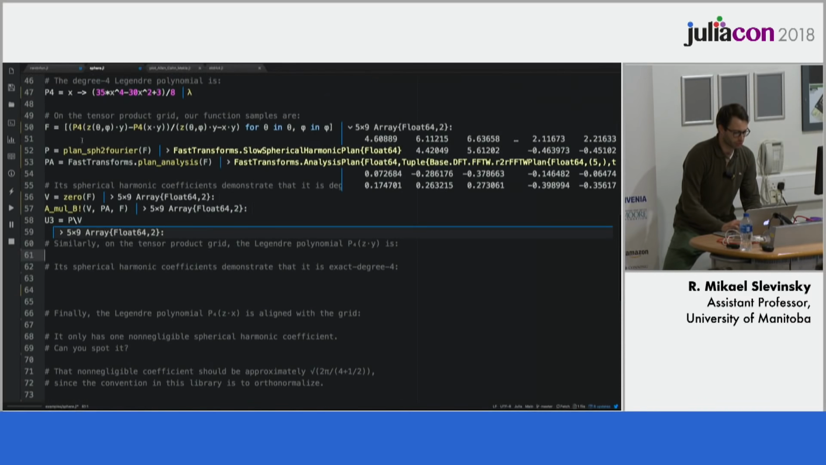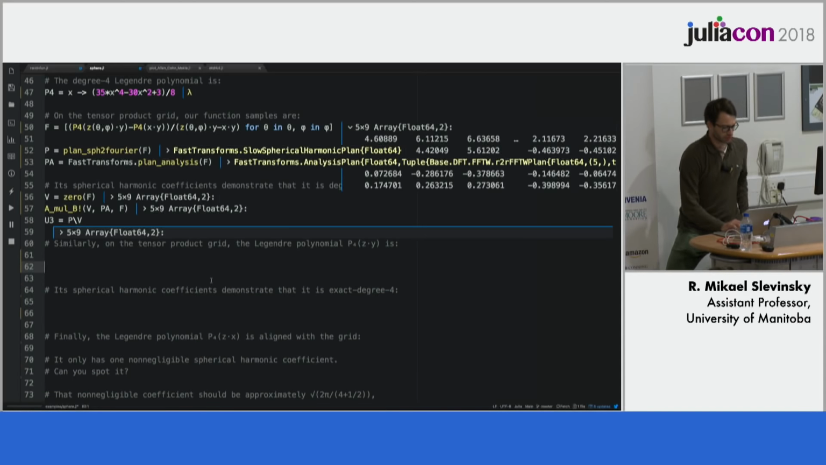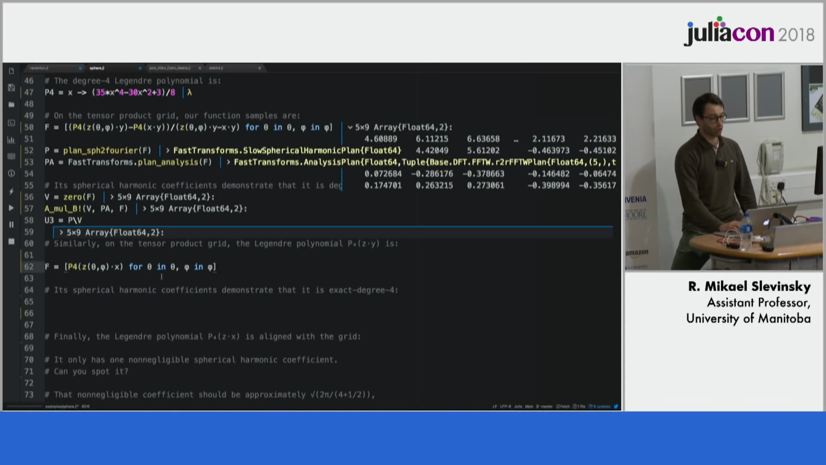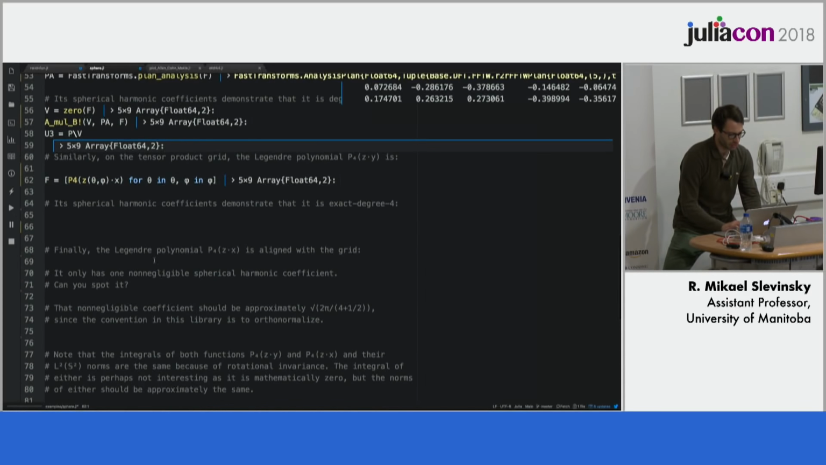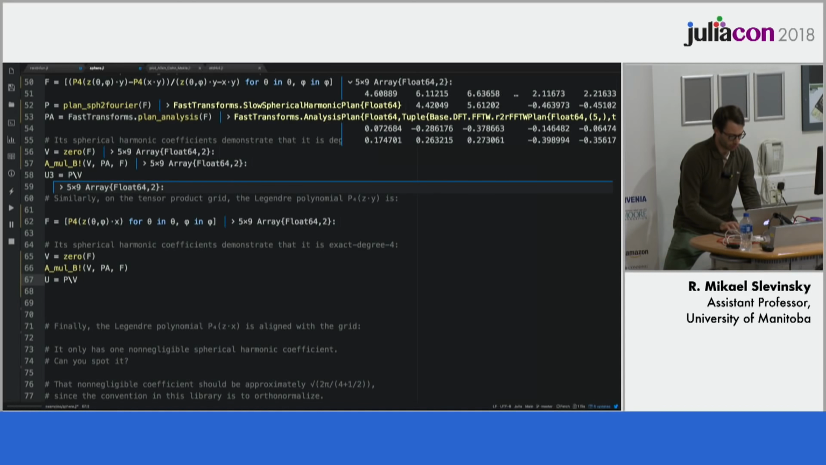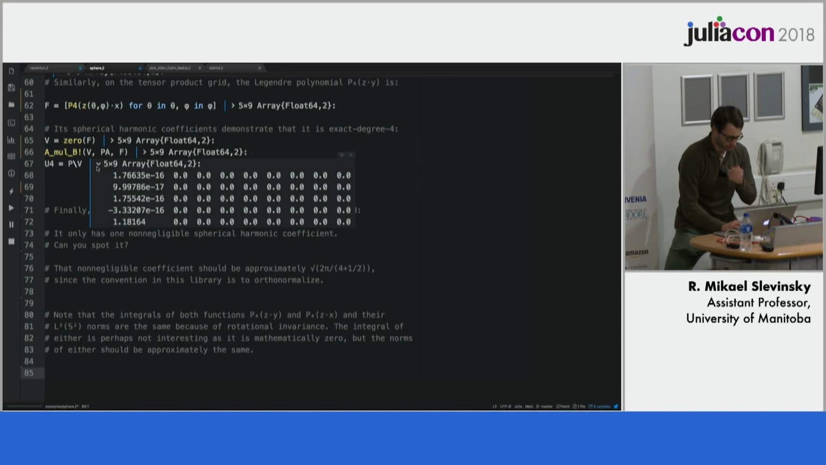Okay, so what I'll do is I'll show you that actually this function right here, f, let's just see how we're doing for time. Okay, I'll just quickly show you that if you align f to the grid, and we just look at this degree 4 polynomial, we know exactly what we should get. We should get one non-negligible coefficient, right? So if we redefine f to be that, and then we just take this code right here, and then we go U4, and then we go like this, and we take a look at those coefficients.